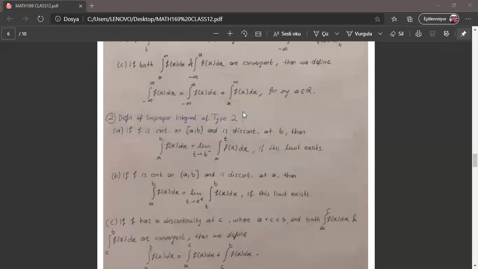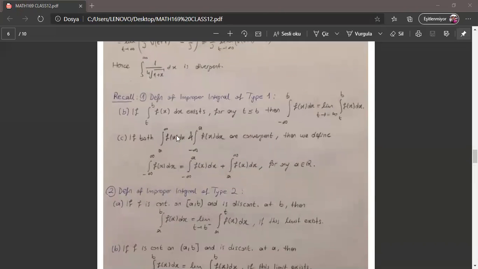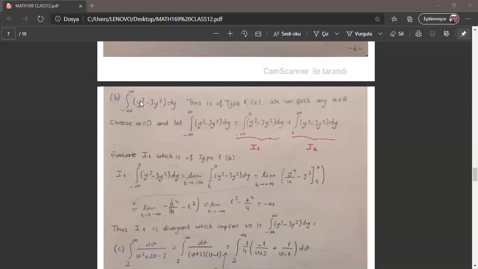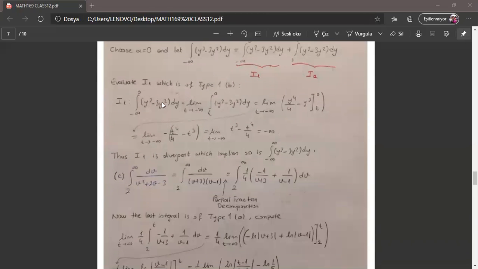But this says that if they are both convergent for any a, you have this. We pick a equal to 0 and we find that one of them is not convergent, it means this given integral is not convergent. We conclude it. So this is divergent.